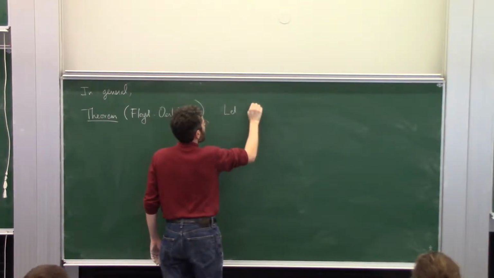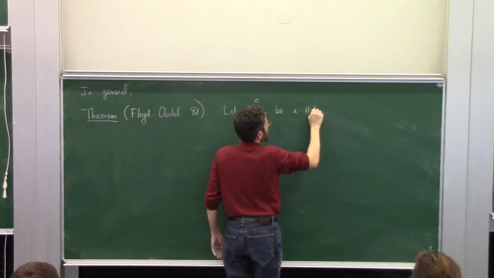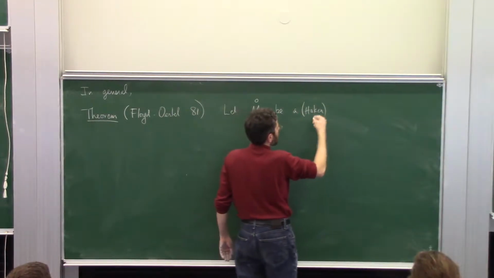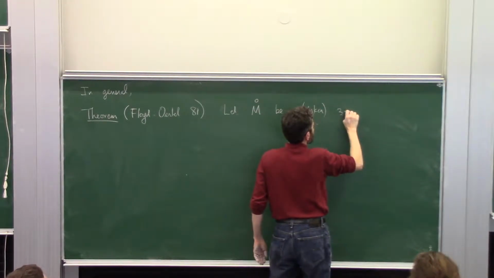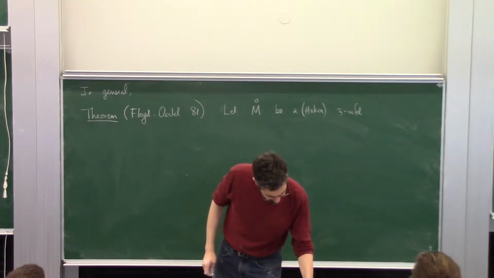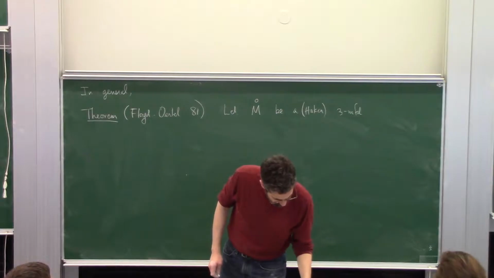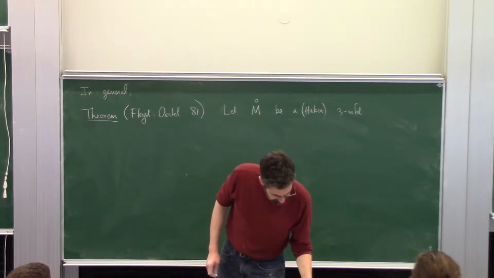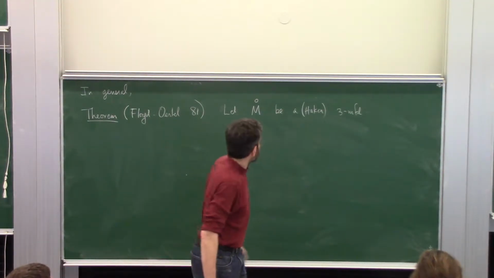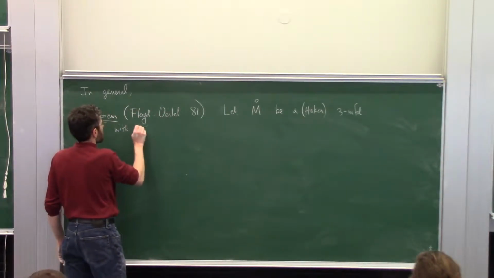Let M, well, give it the same name, be a Haken three-manifold. We don't really need to say Haken because we have boundary, but Haken three-manifold. It's oriented. No, I don't remember. This is the educational part of the talk. Oh yeah, sorry. Haken three-manifold with incompressible boundary. That's all we need.